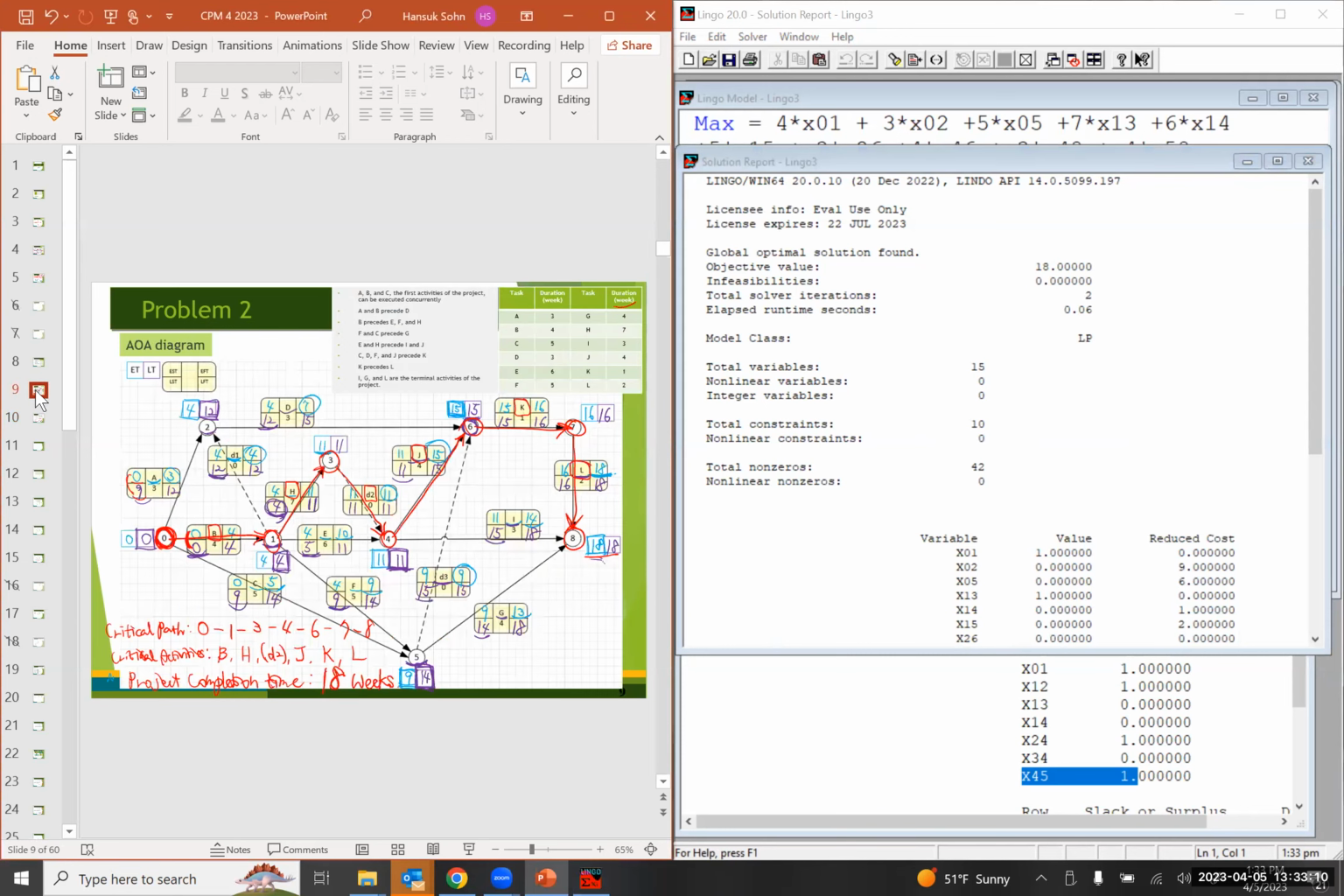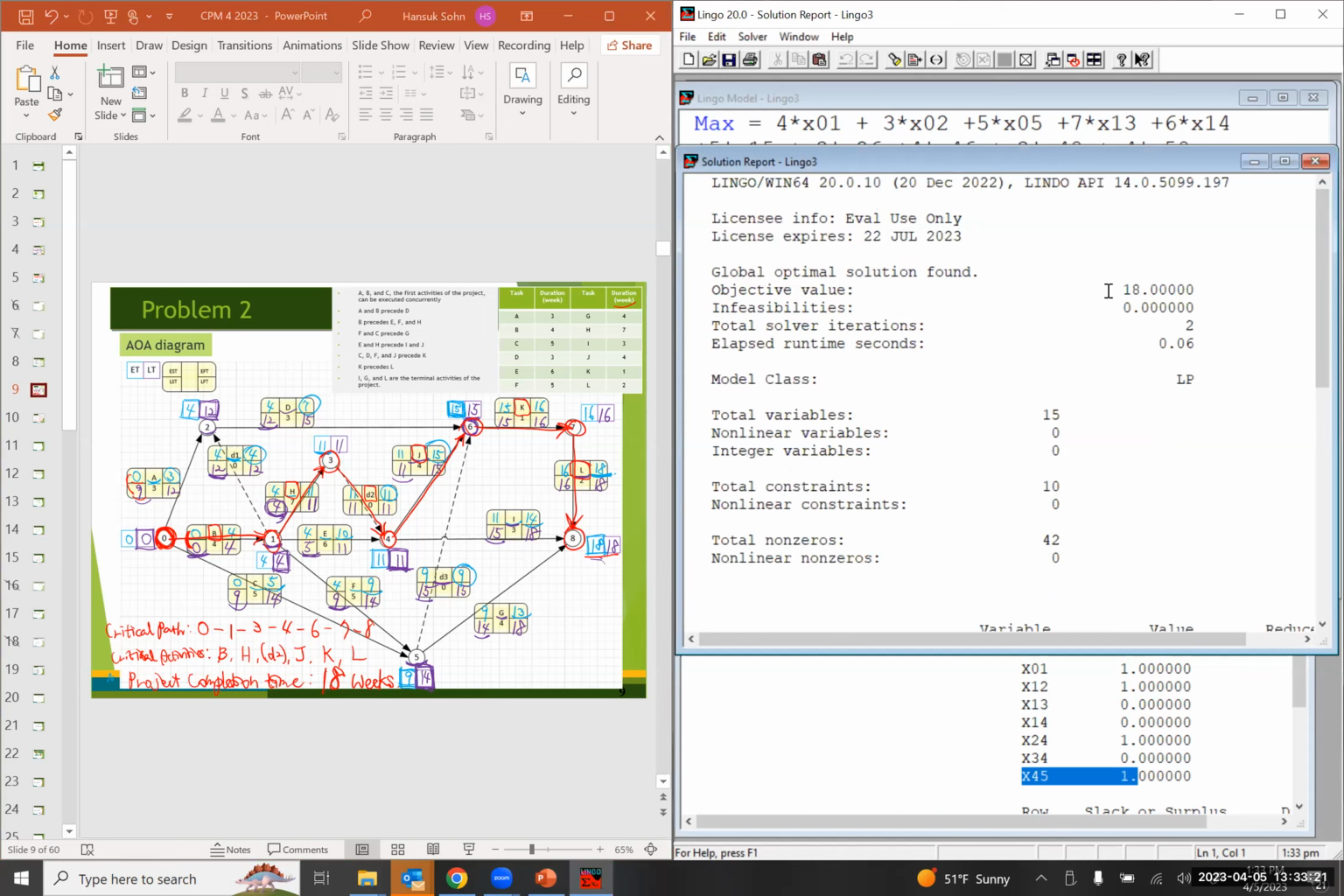And let's compare with what we already identified earlier. So here, the Lingo output tells us the project can be completed as soon as 18 weeks, right? Which is the same as our previous result, right?